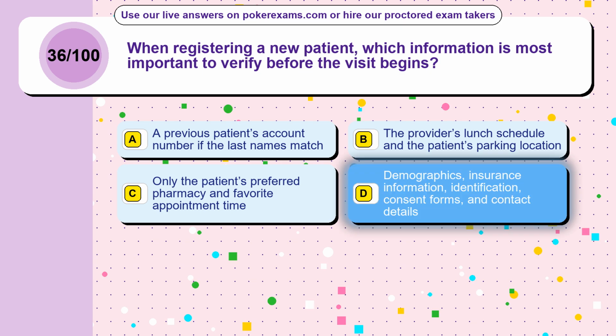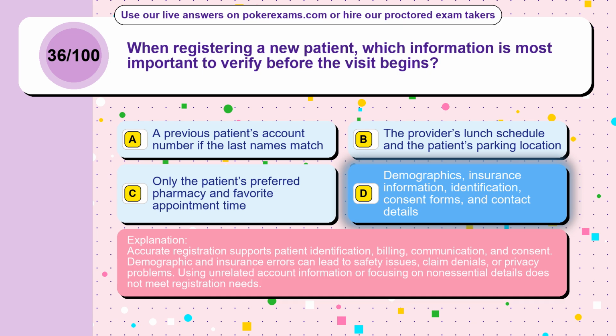The correct answer is option D. Demographics, insurance information, identification, consent forms, and contact details. Accurate registration supports patient identification, billing, communication, and consent. Demographic and insurance errors can lead to safety issues, claim denials, or privacy problems. Using unrelated account information or focusing on non-essential details does not meet registration needs.